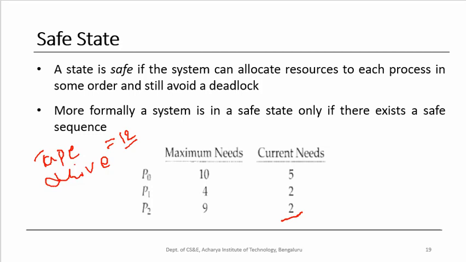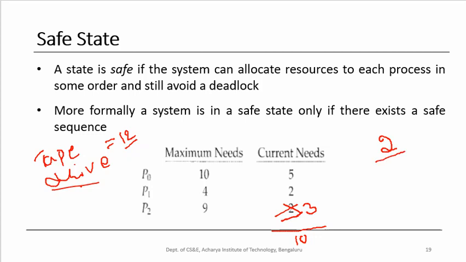If P2 makes a request for an additional tape drive, this table gets updated, and this becomes 3. Now let's check whether this is a safe state. Okay, now how many more are remaining? Currently 10 instances of the resource type tape drive are allocated to the processes. How many are remaining? Now 2 are remaining.